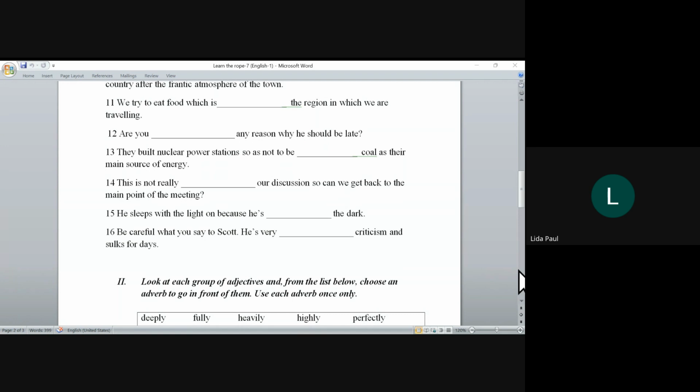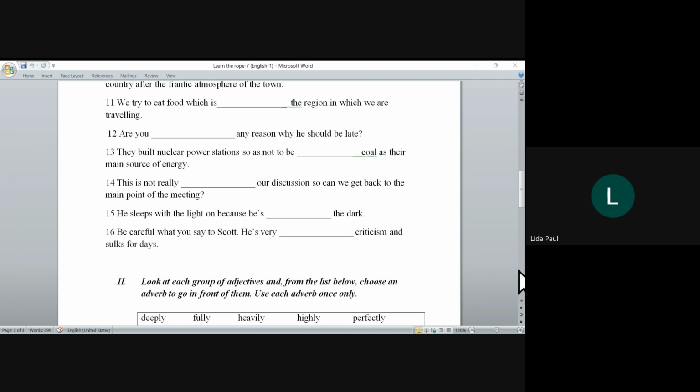What could be the answer? So as not to be dependent on, right? Dependent on. Correct. Okay.